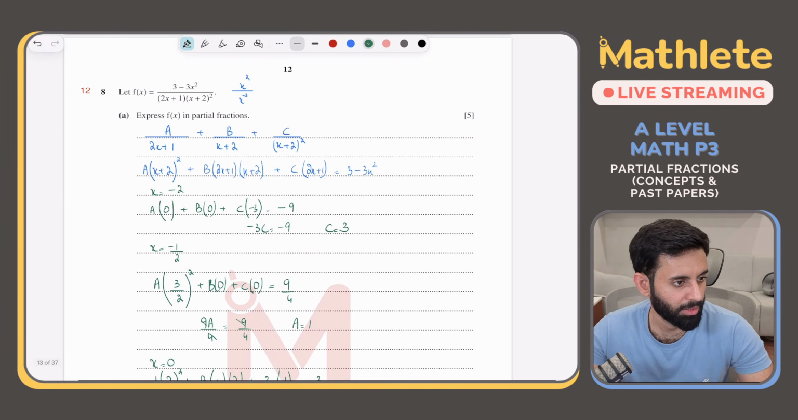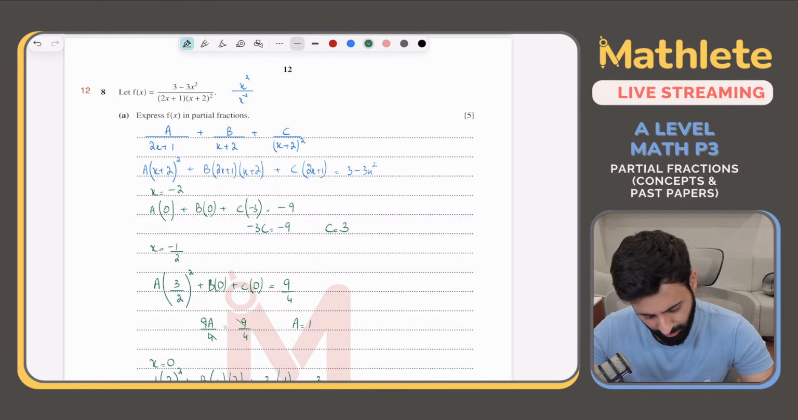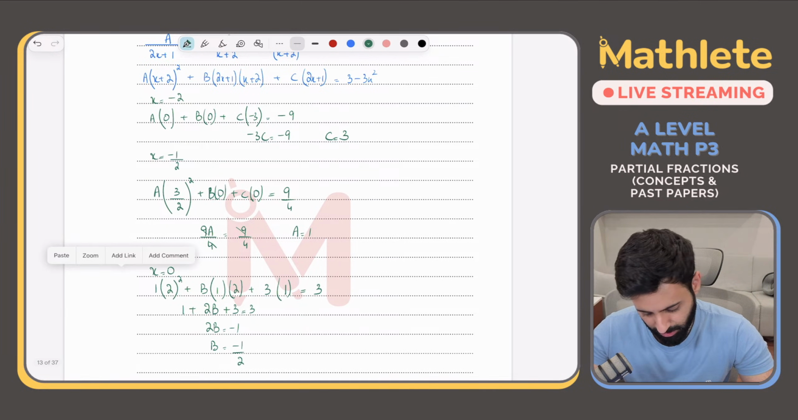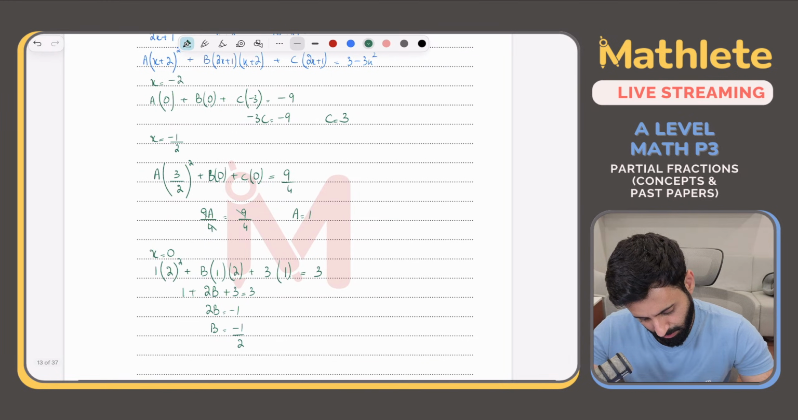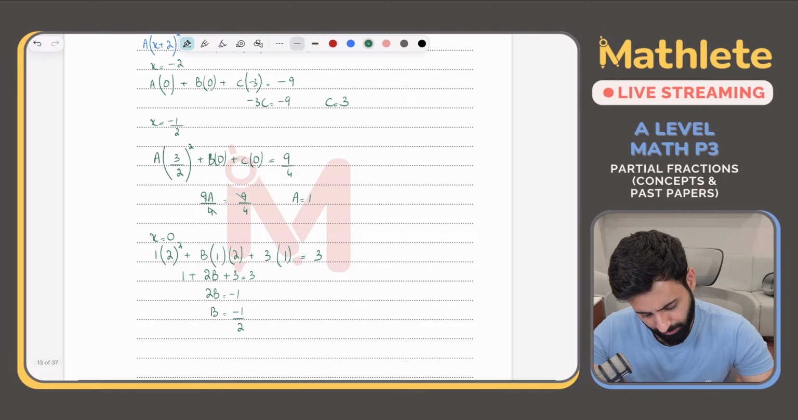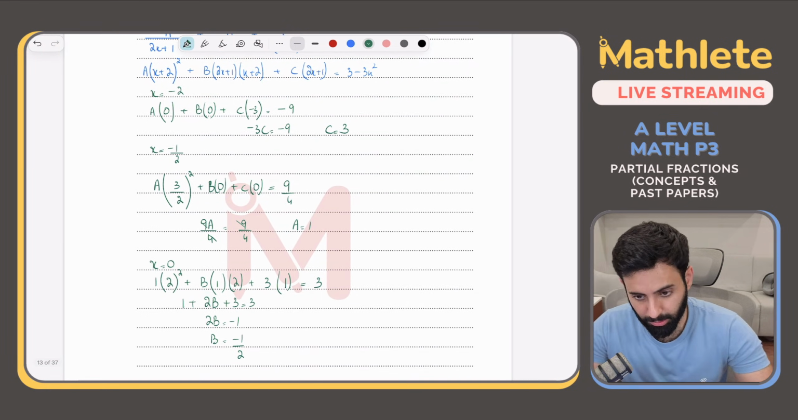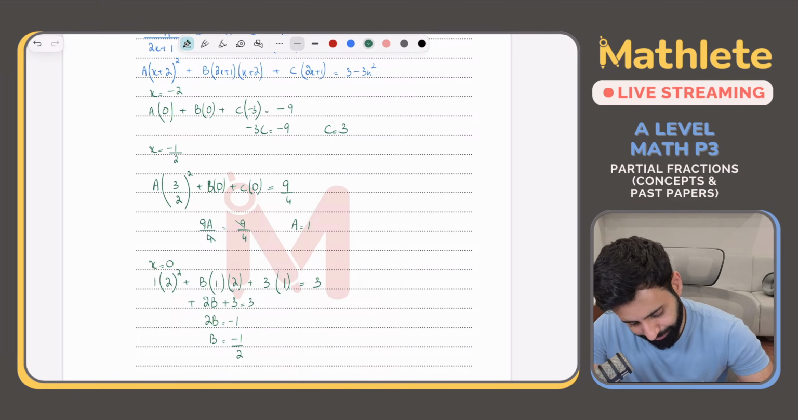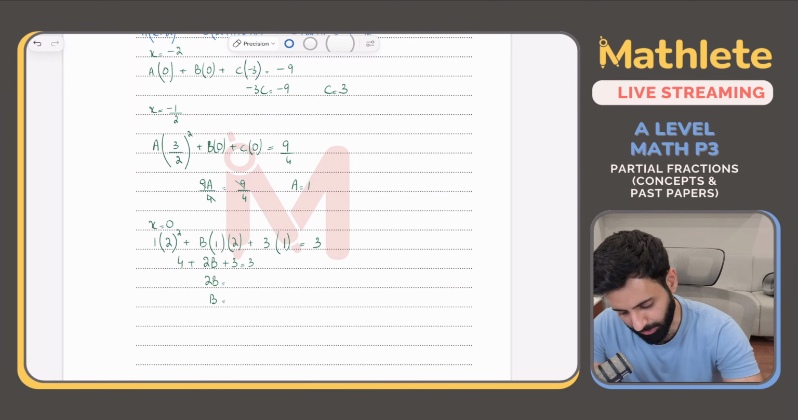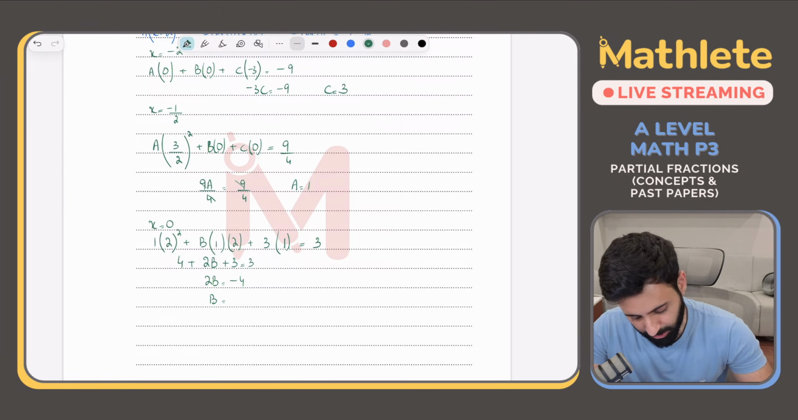Okay, just to be on the safe side, let me see if that's the correct answer. No, wait a minute. I think I've made a calculation error somewhere. So A is 1, C is 3. Oh, I forgot to square it. Here. 2 squared is 4. Yeah. So 2b is equal to minus 4, which means b is equal to minus 2.